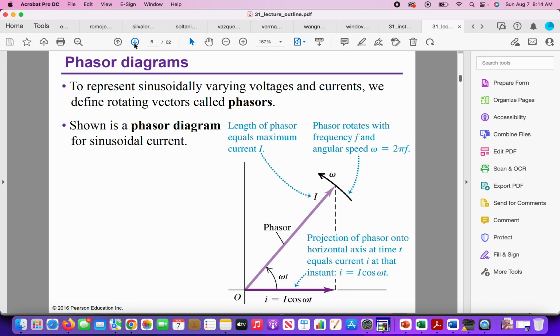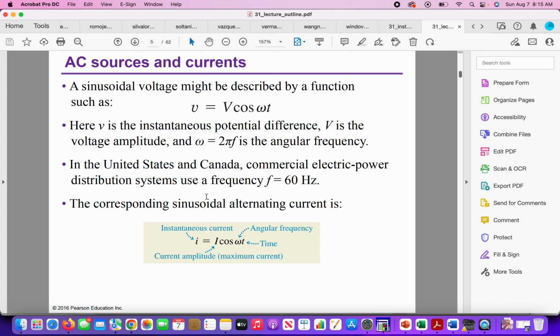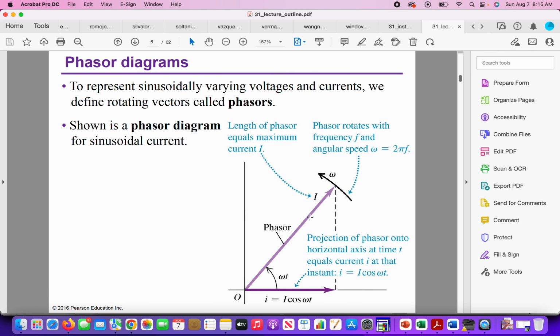Now, to represent sinusoidally varying voltages and currents, we define rotating vectors called phasors. Then this is a phasor. This magnitude here represents the maximum current I, which is the one that we had in the equation here. And this is the omega t here. It's the angle that we have.